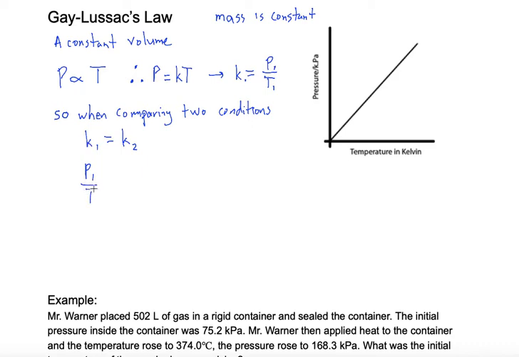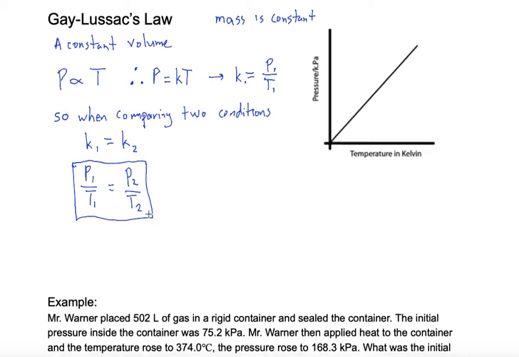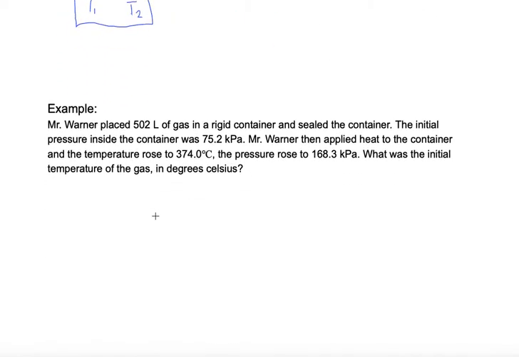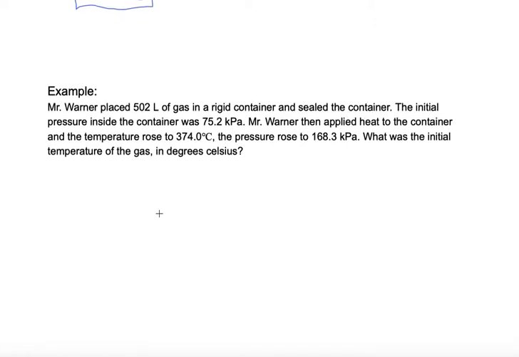P1 over T1 equals P2 over T2. This is what we use when we're doing things using Gay-Lussac's law. We're really using it to see how this gas behaves when we go from one set of conditions to another, knowing that pressure has to be proportional to temperature. So let's try a calculation using this idea of Gay-Lussac's law, the relationship of pressure and temperature.